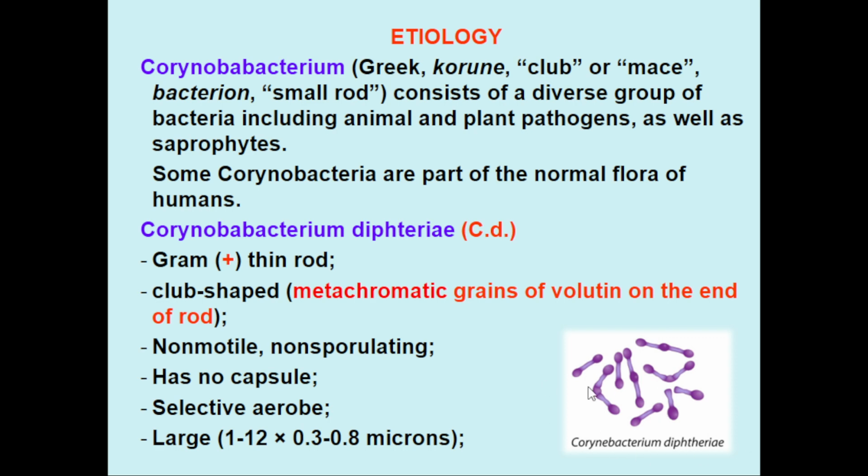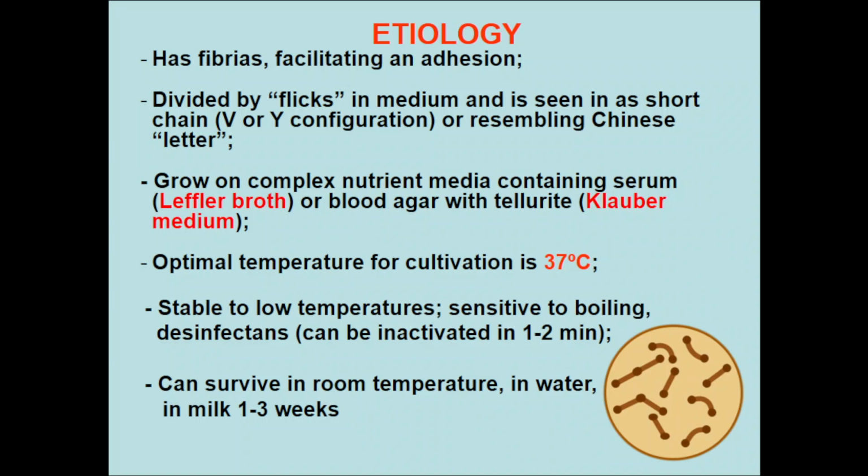So here you can see how it looks. Etiology. It also has fimbriae, is divided by flakes in medium, and is seen in short chains, in V or Y conformation, or resembling Chinese letters. Grown on complex nutrient media containing serum: Loeffler's medium, or blood agar with tellurite, Clauberg medium. Optimal temperature for cultivation is 37 degrees. Stable to low temperature, sensitive to boiling and disinfectants, can be inactivated in 1-2 minutes, can survive at room temperature, in water, in milk, 1 to 3 weeks.